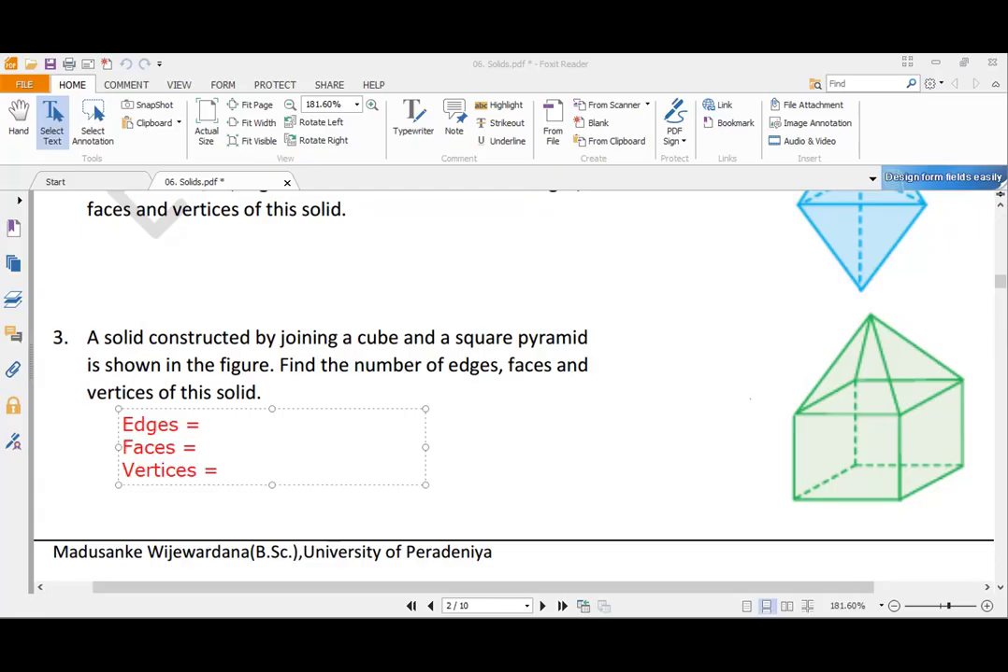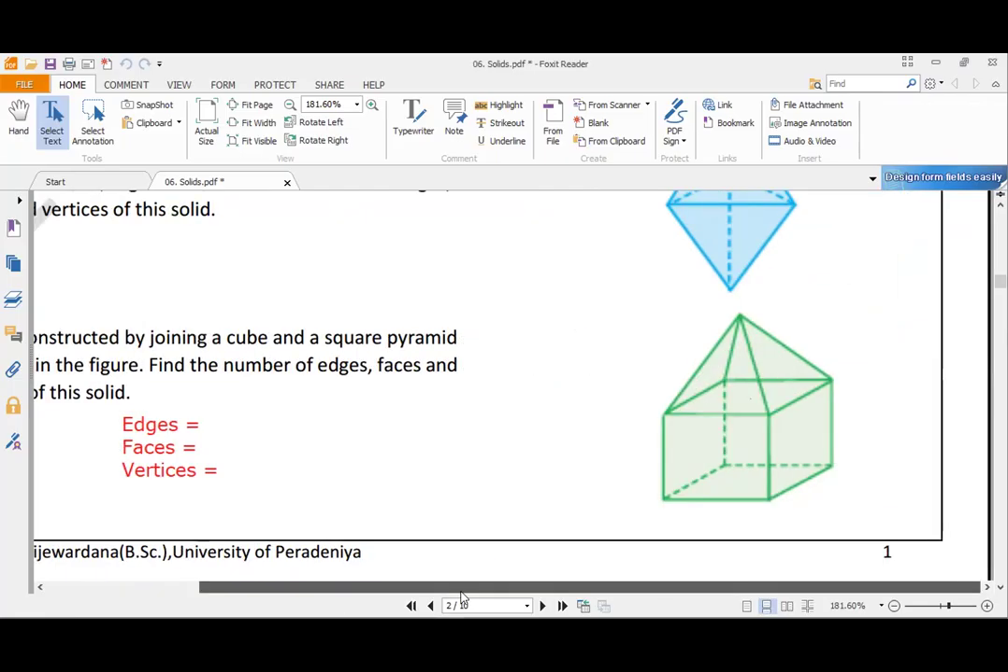Right, okay. Now focus on the screen and I will discuss this on the board. Right, good. So now I am going to do this one. Look at the screen. Now, first of all, I will count my number of edges.